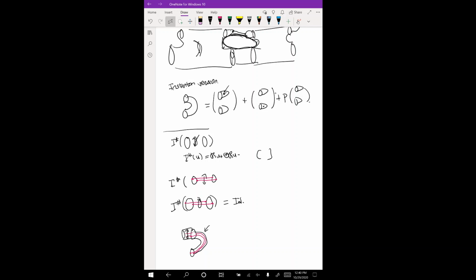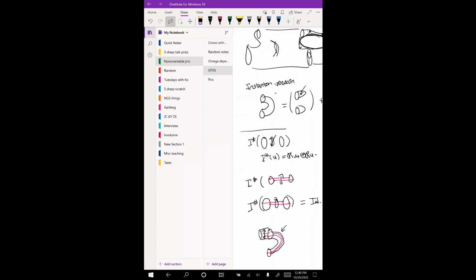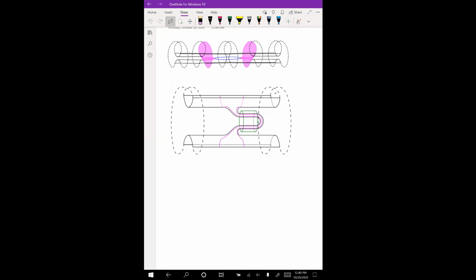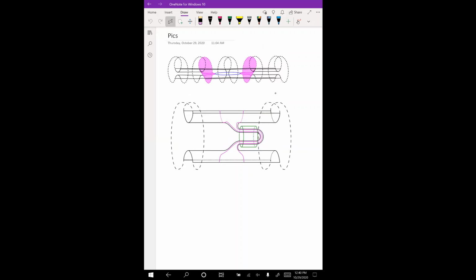I'm going to show you a picture of this in a specific example. In this case, I'm considering just a single non-orientable band from the unknot to the unknot. It actually doesn't have to be the unknot, just a single non-orientable band between two knots. You do this band, and then you glue it to its mirror, which is this other piece on the right here.